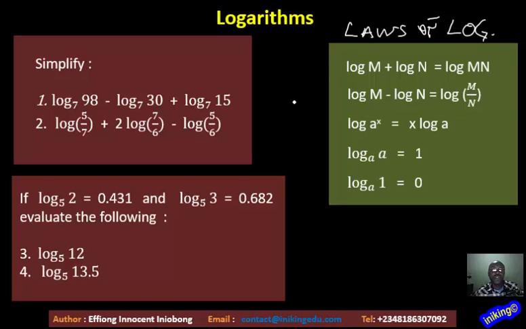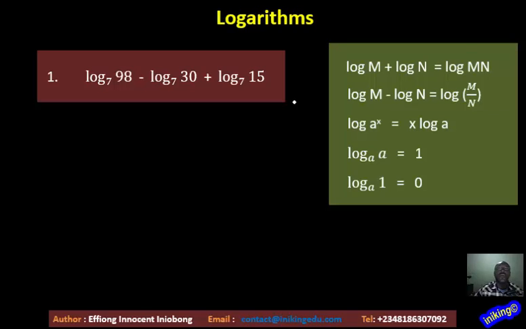We have 4 problems here to look at. So let's take them one after the other. Number 1 says we are to simplify the logarithm of 98 base 7 minus the logarithm of 30 to base 7 plus the logarithm of 15 to base 7.